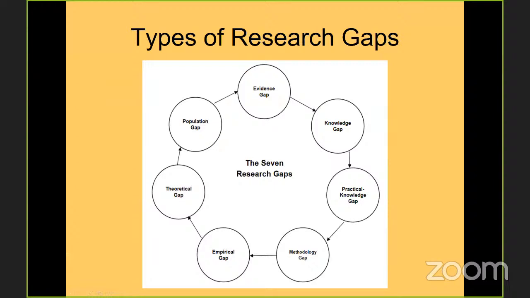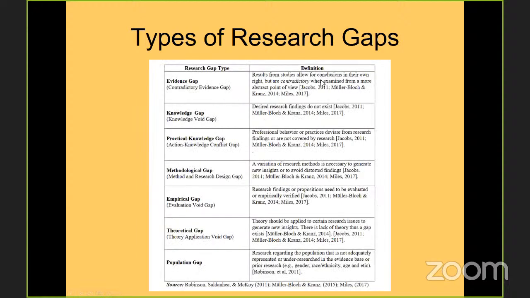Anybody remember what a research gap is? What's the basic concept? Don't all speak at once. When there is not enough information about the topic. Exactly. The way you've described it is basically the evidence gap. There are some results, but either they're contradictory, or what they call a knowledge gap here is that there is nothing on it. So there's either paucity or there's contradiction.